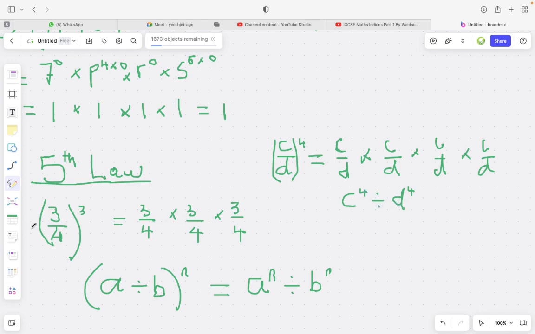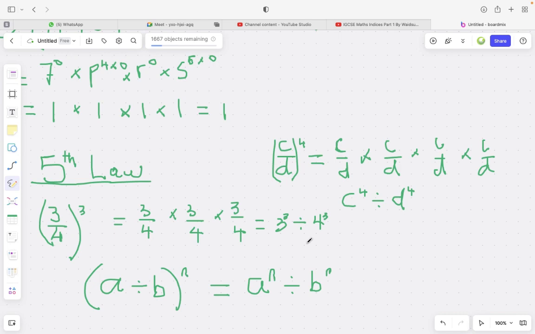Likewise, this one can simply be written as 3 to the power of 3 divided by 4 to the power of 3. Can simply be written like this. Okay, it's either you put in this format or you put in this format. Same thing. Is that okay? So this is the 4th law and the 5th law. This is the 5th law.